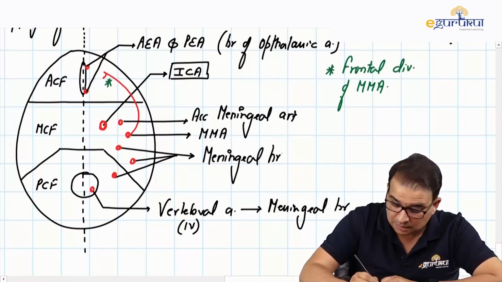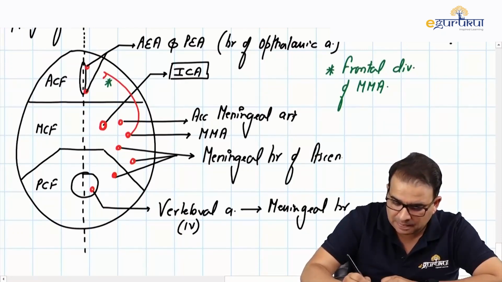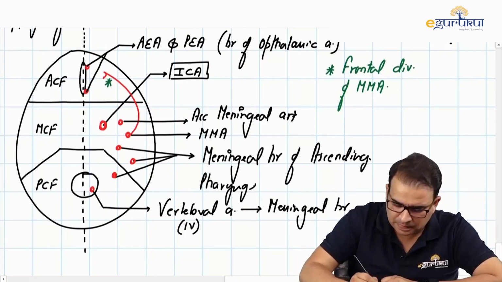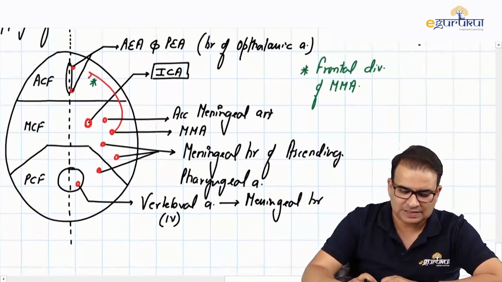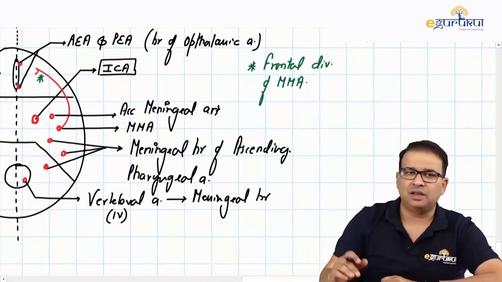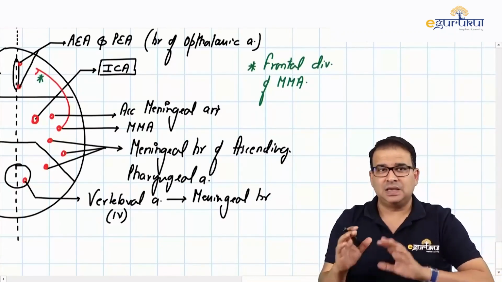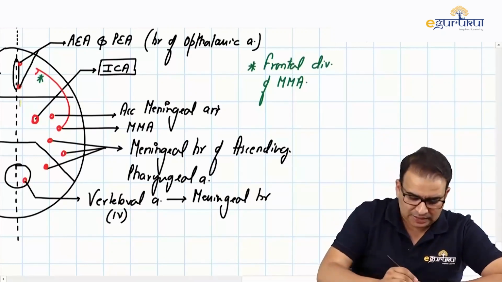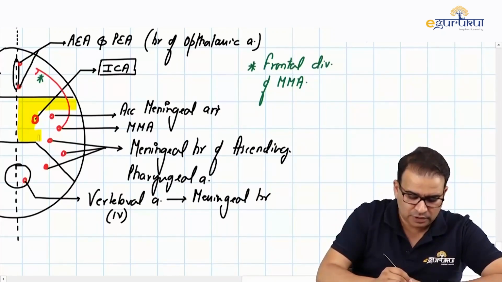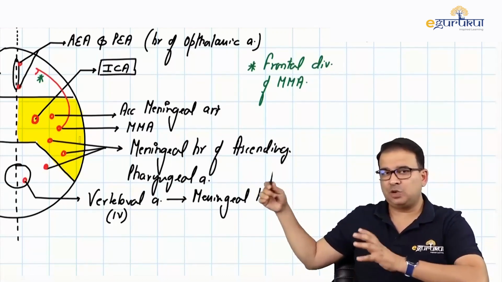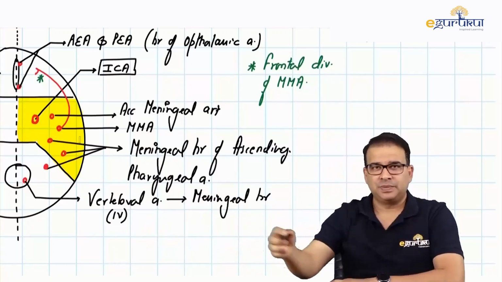Meningeal branches of ascending pharyngeal artery, which we're going to discuss in a while, is also supplying the dura mater of middle as well as posterior cranial fossa. See, what is important here is to understand the arteries which are going beyond one cranial fossa. So you can see middle meningeal artery supplying middle as well as anterior cranial fossa. Ascending pharyngeal artery supplying the dura mater of middle as well as posterior cranial fossa.